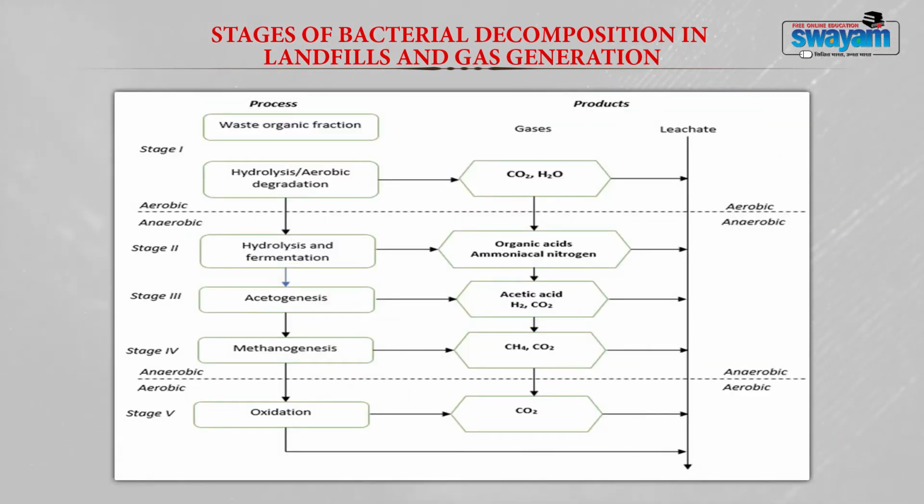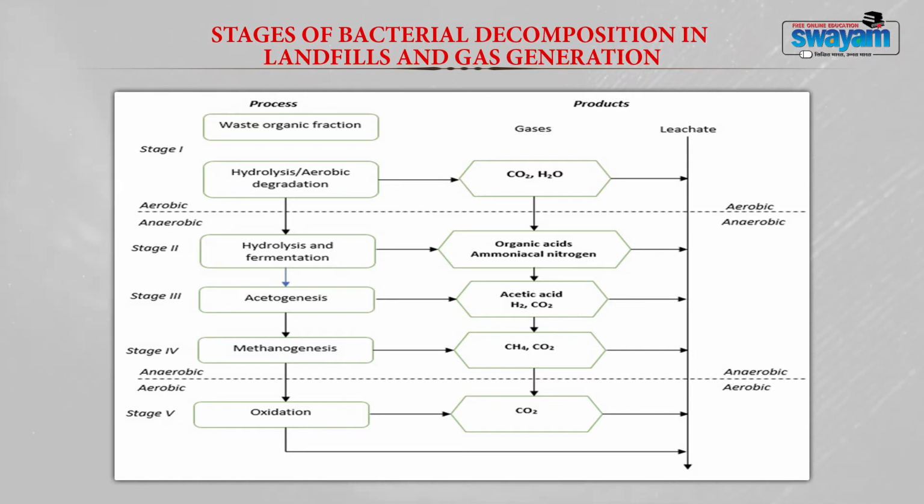In the first stage, hydrolysis or aerobic degradation, the gases that are produced are carbon dioxide and water. In the second stage, a lot of organic acids are generated. In stage 3, hydrogen and carbon dioxide are generated. In stage 4, methane and carbon dioxide are generated, and in stage 5, the last stage, where oxidation or aerobic organisms start building up again, you can find carbon dioxide generation.